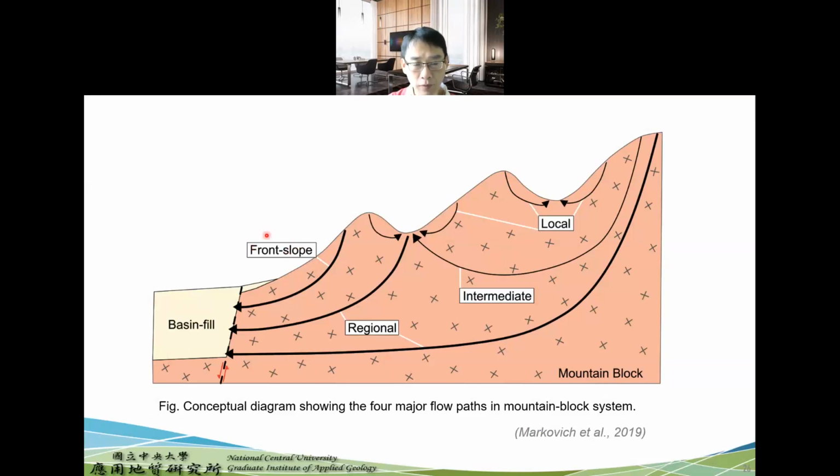And another is what we call the front slope flow, the final part of the mountains. The waters directly flow to the plain area. Okay, so we call this the front slope flow.